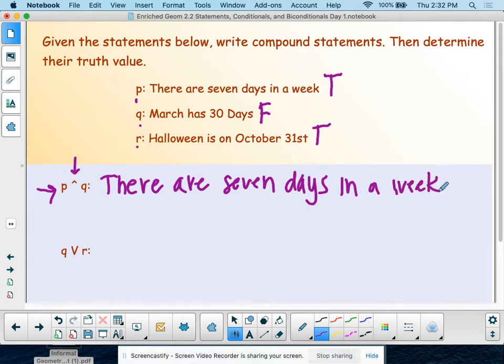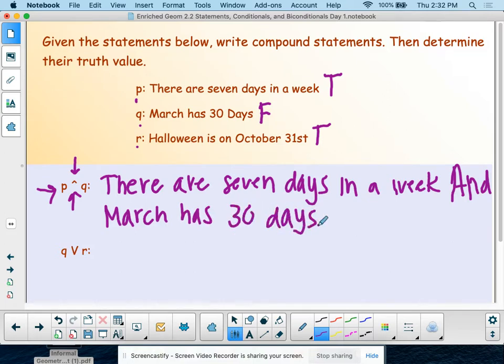And now we're going to join them by the word and, because of that symbol there. P and Q: March has 31 days and March has 30 days.